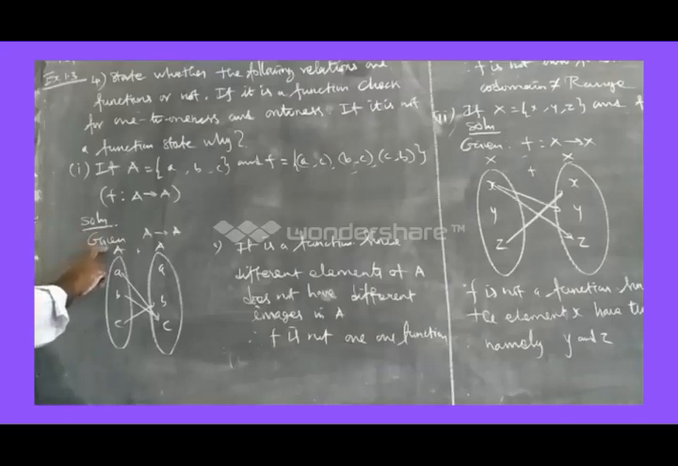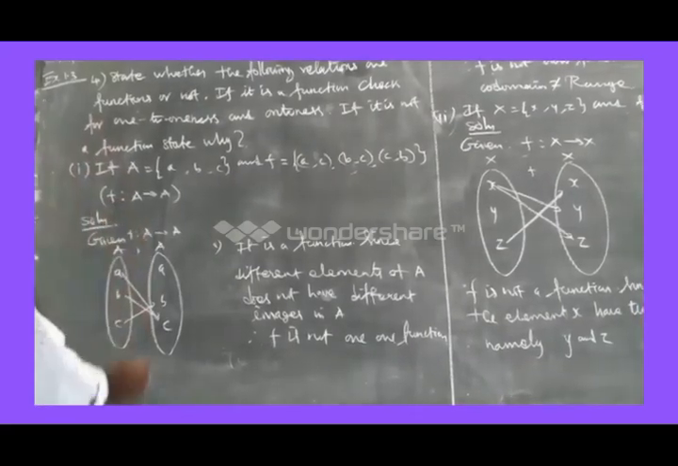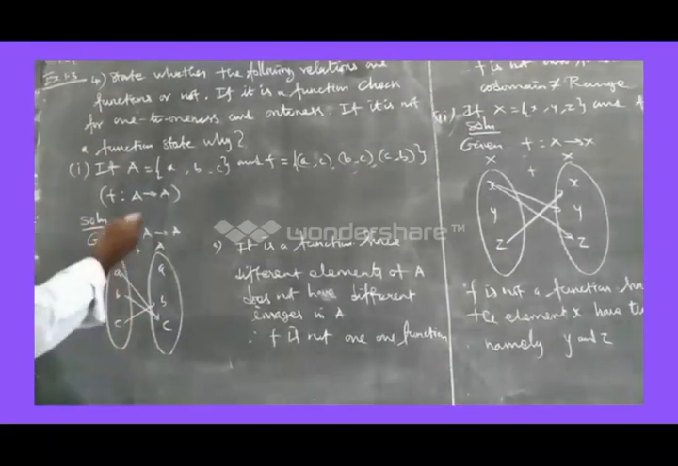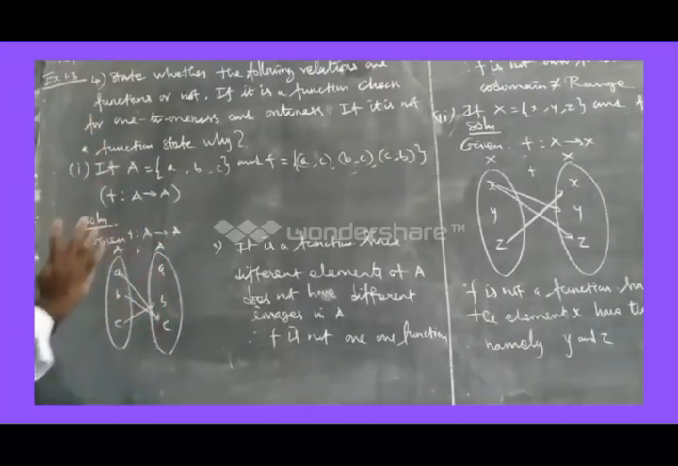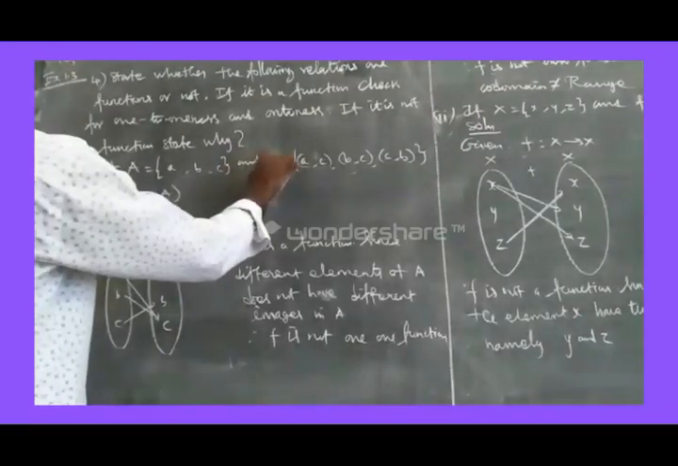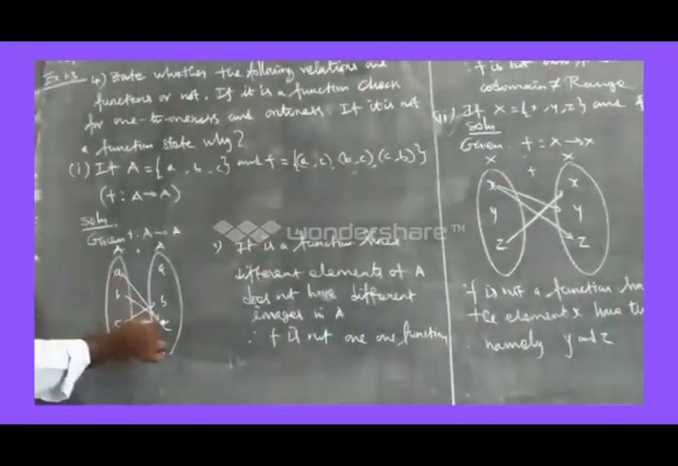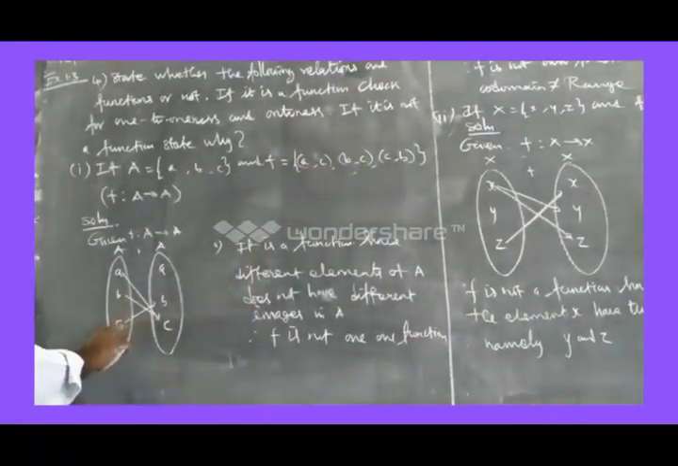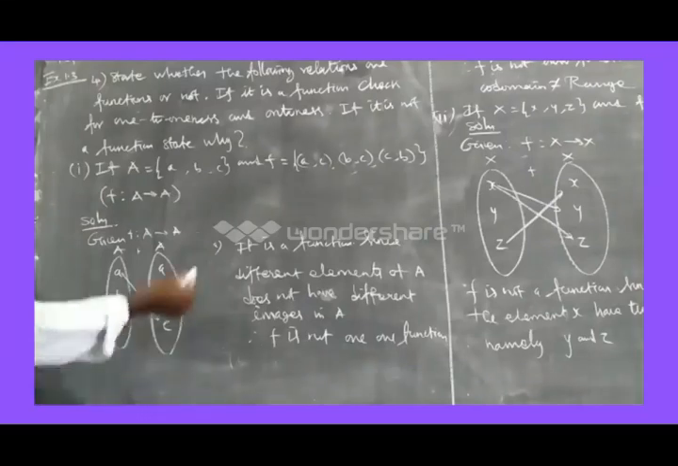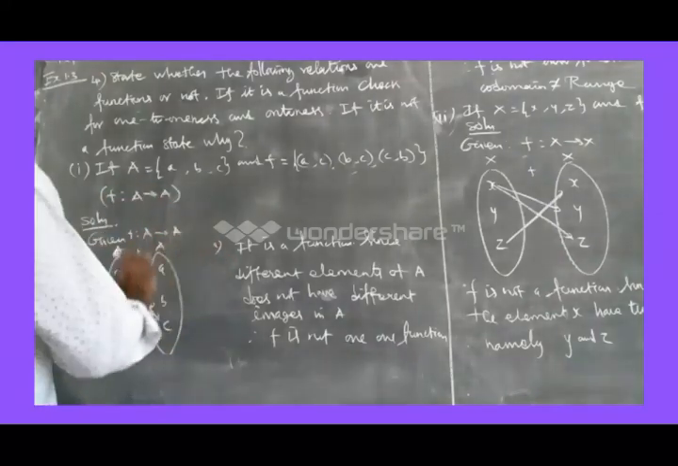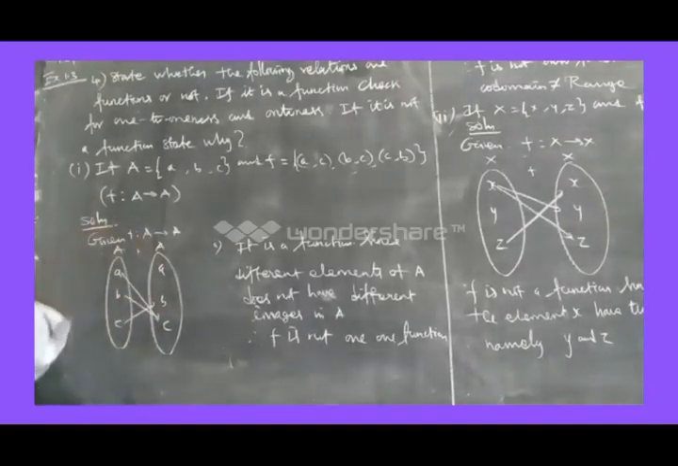Solution: given function f from A to A. So A has 3 elements, namely a, b, c, and the other diagram also has a, b, c. The given function is a to c, b to c, and c to b. So case 1: it is a function, as we can see from the diagram.